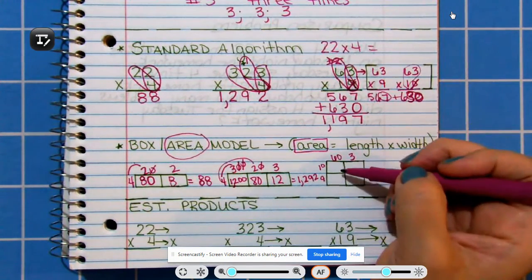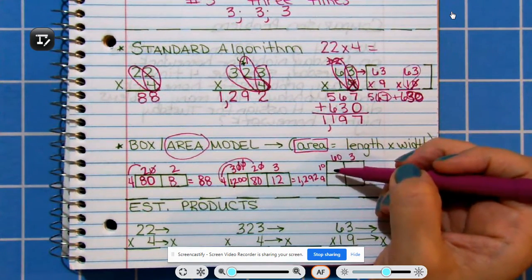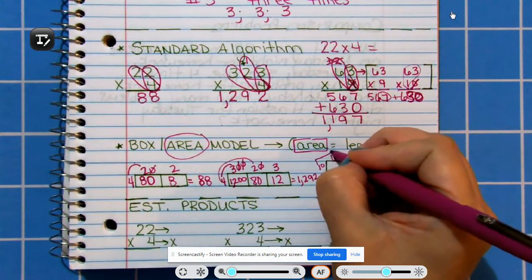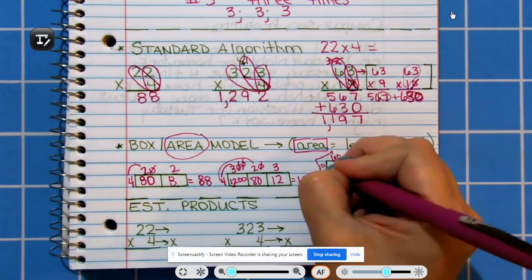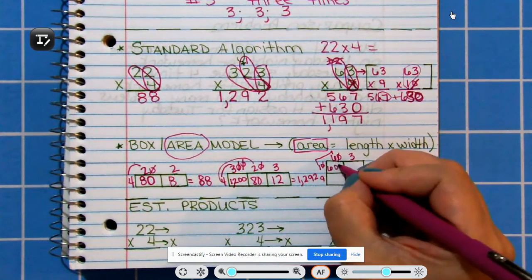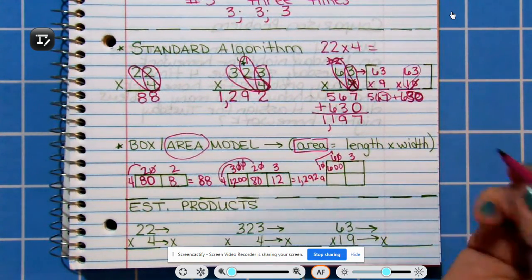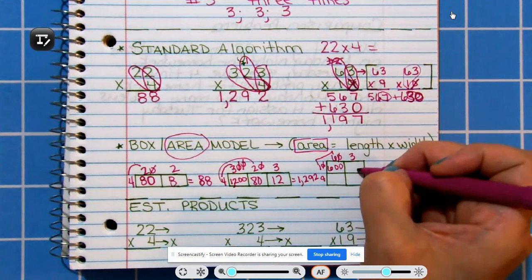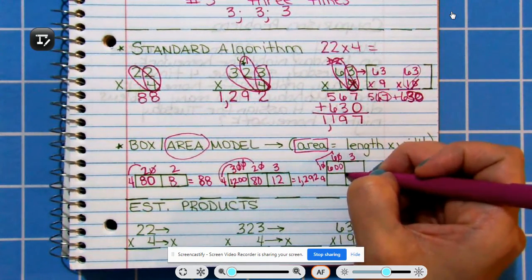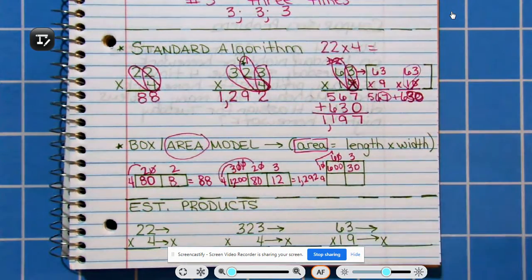So this top left rectangle has a length of 60 and a width of 10. Find your hidden fact, which is 6 times 1. That is 6. And then add on, we need 2 zeros. It's 600 because we're multiplying 10 by 60. All right, this last rectangle on the top has a length of 3 and a width of 10. 10 times 3 is 30.